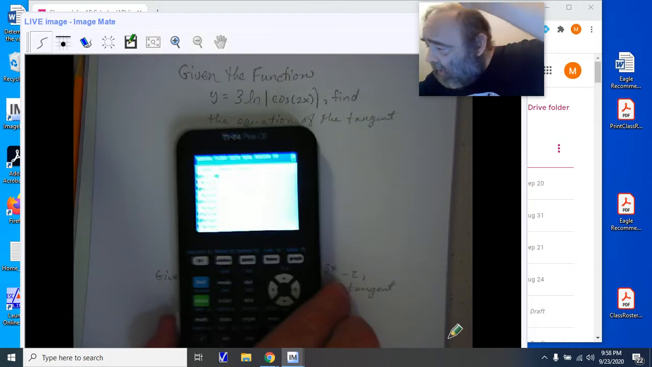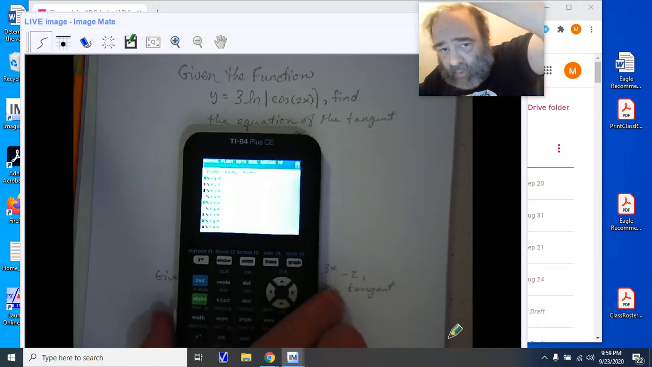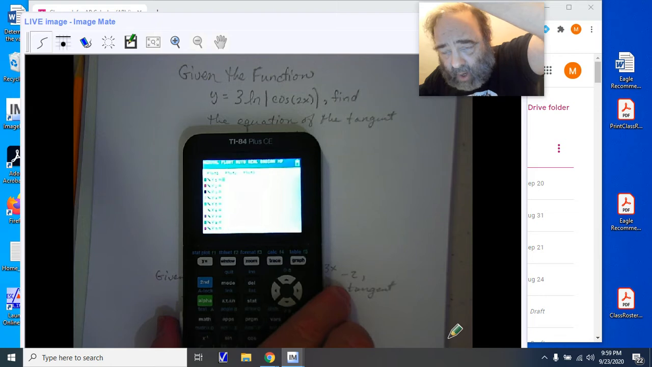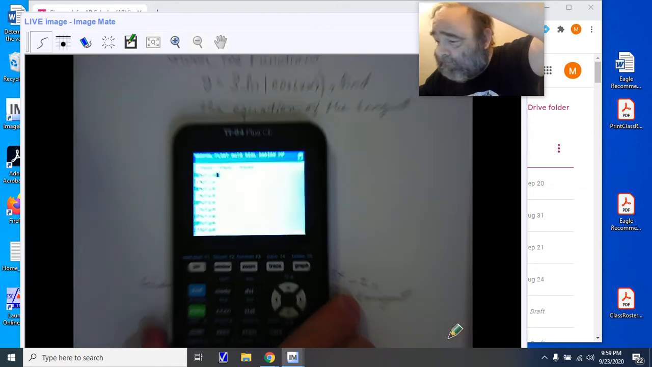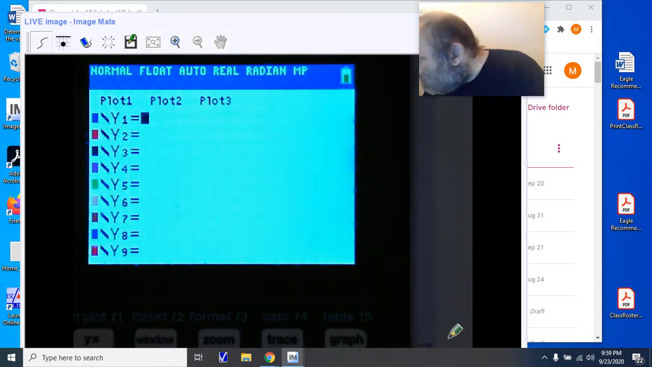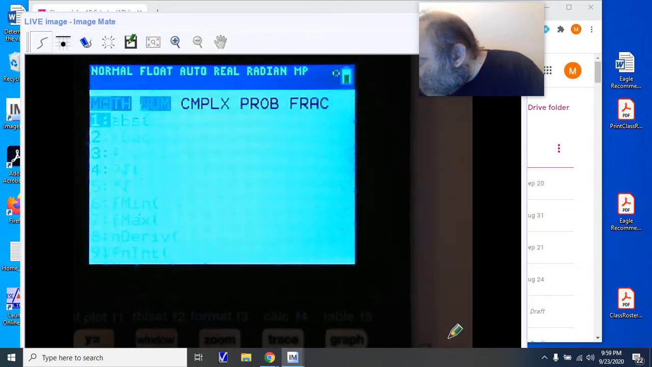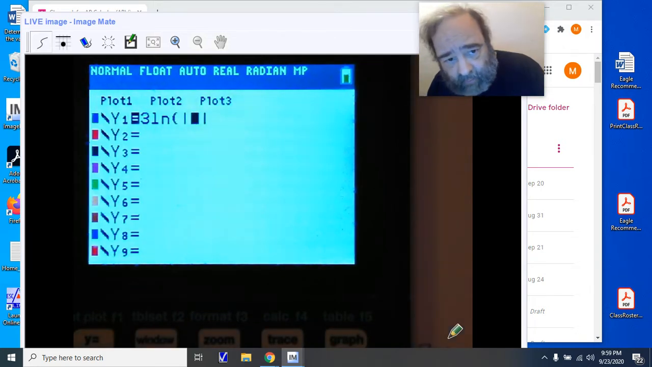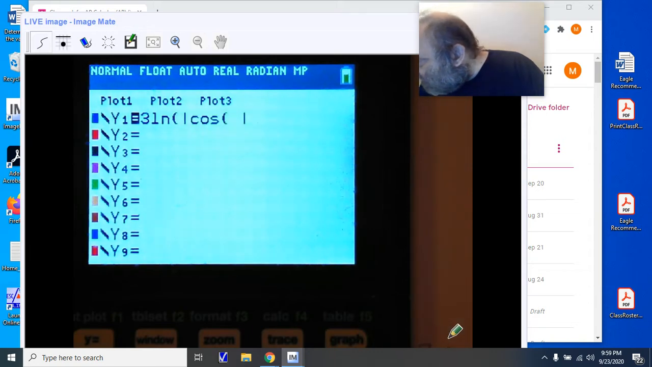I'm going to zoom into my calculator first. Remember, we're looking at 3 natural log cosine 2x. If you haven't written that down, you might want to do that: 3 natural log absolute value cosine 2x. Now, this isn't a difficult process. We just have to make sure we do it right. 3 natural log, math, number, absolute value. Put in your cosine of 2x, close, and then close outside.